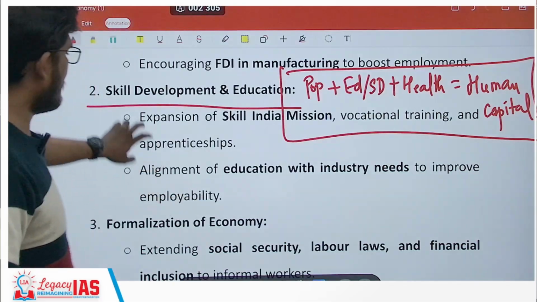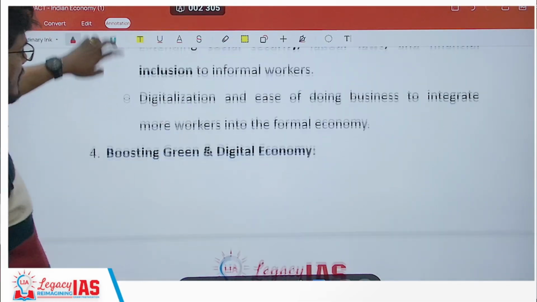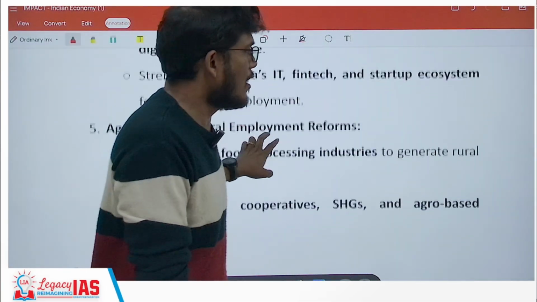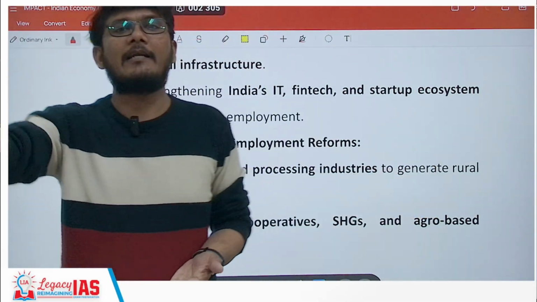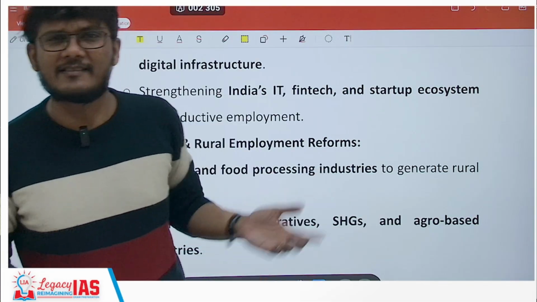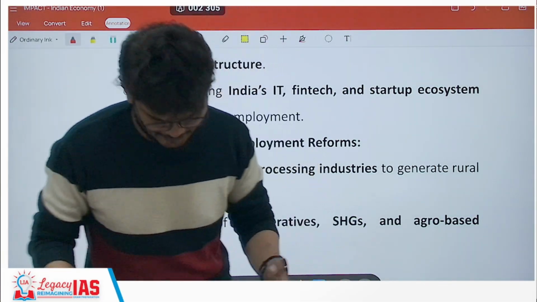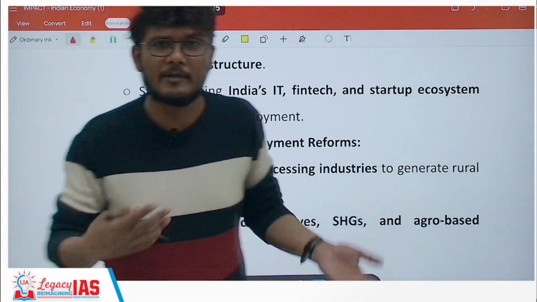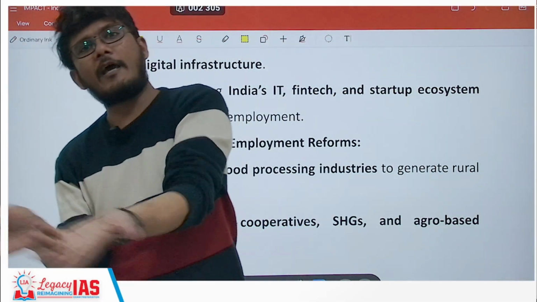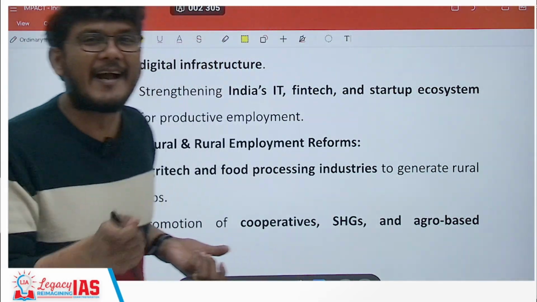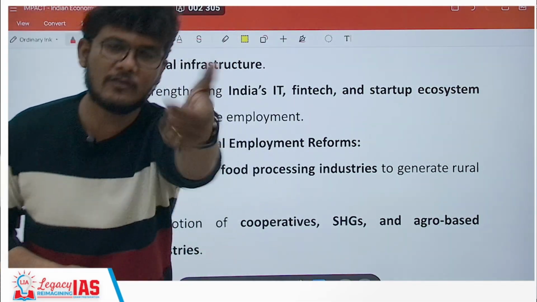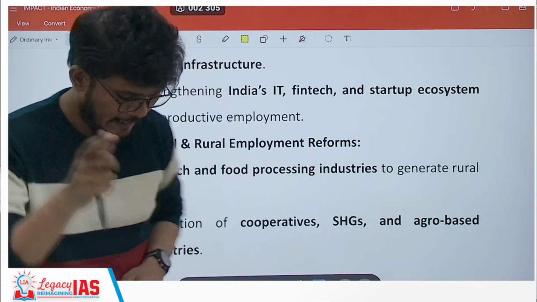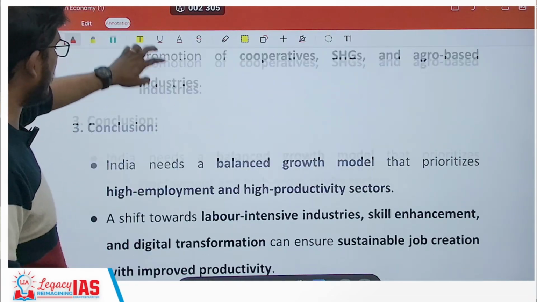That is very important. Formalization of the economy, boosting green digital economy. One more thing can be that generate that demand and then satisfy that demand. For example, the things that Swiggy and Zomato have done. We were not eating that much outside. Now they have made us habitual. They have created the demand and now they are only satisfying that demand. That kind of examples are going to help you, and that is what is going to make you stand out in the answers and get you more marks.